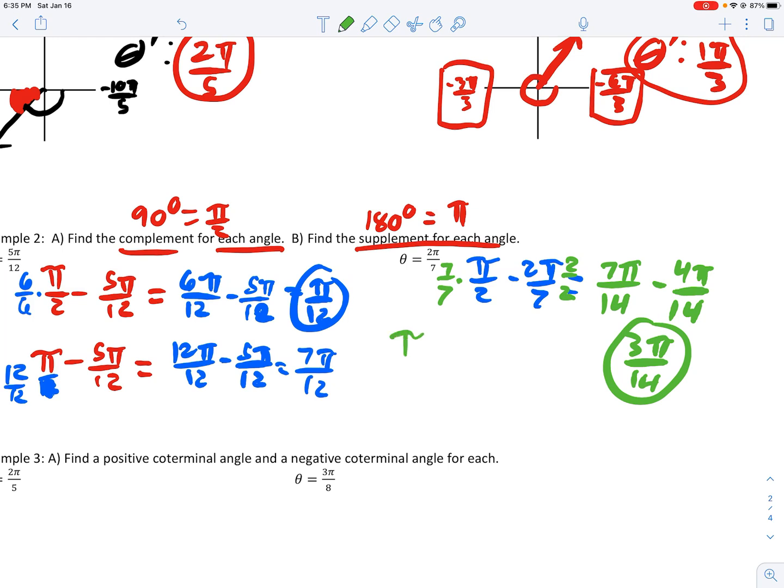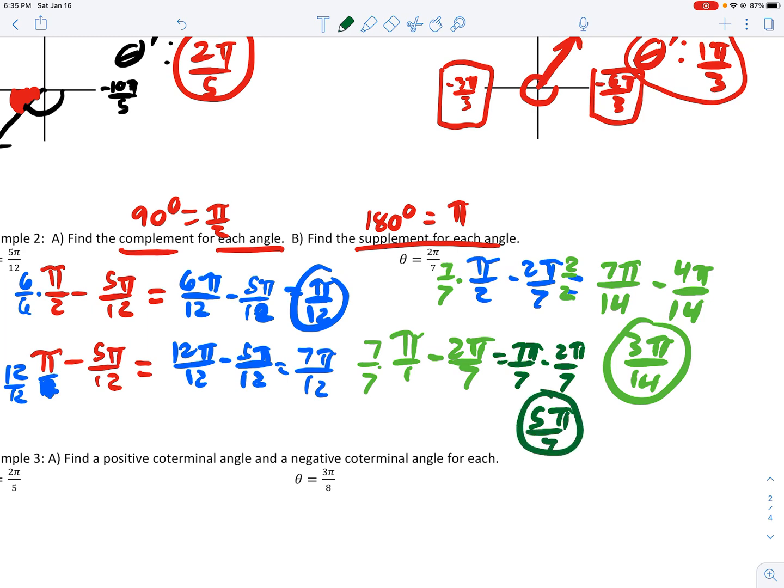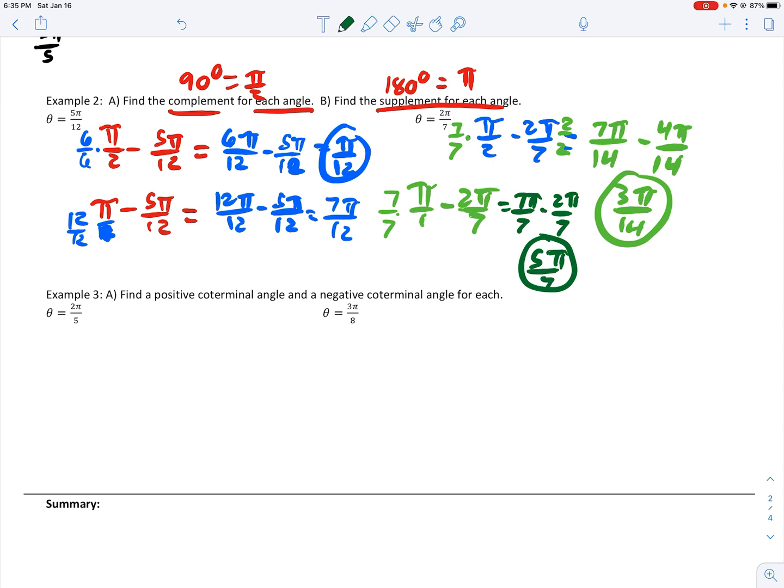And then we have pi over 1 minus 2 pi over 7. So same idea, multiply by 7 over 7 because I need a common denominator. So when you do that, 7 pi over 7 minus 2 pi, you get 5 pi over 7. And again, are you going to be seeing a lot of the complement, supplement, and positive and coterminal angles? Not really. But this is just getting you extra practice being comfortable working with fractions and radians. Because it's different. It's new. You've never seen it before.